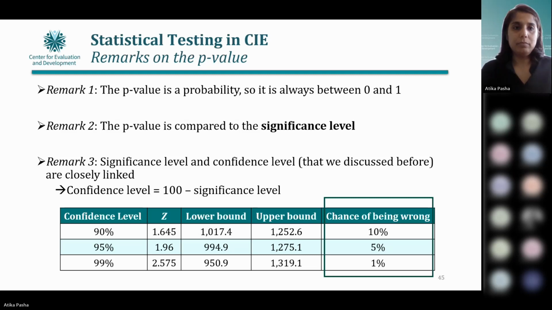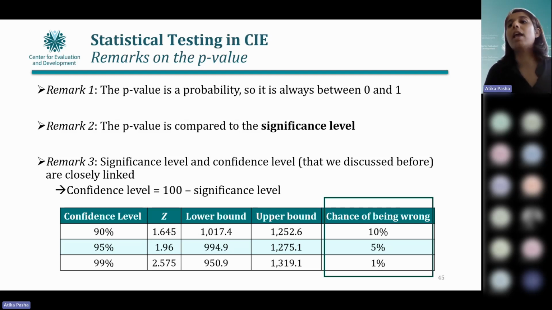Exactly. So now the second thing, another word that I very briefly mentioned, was statistical significance. The p-value is often compared to the significance level. And just to bring it all back full circle, the significance level is very closely related to the confidence level that we discussed before.